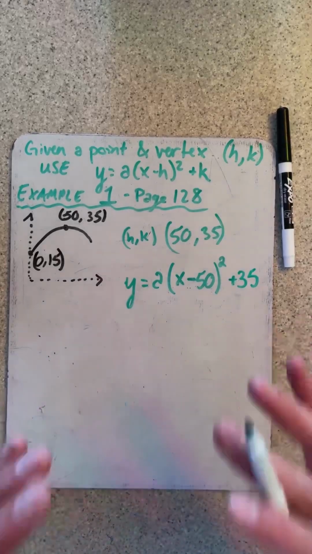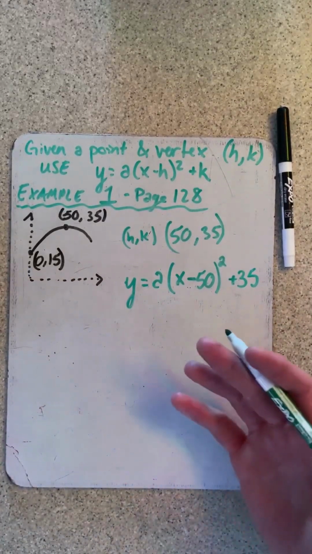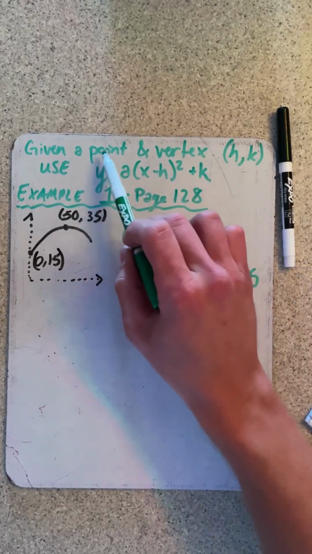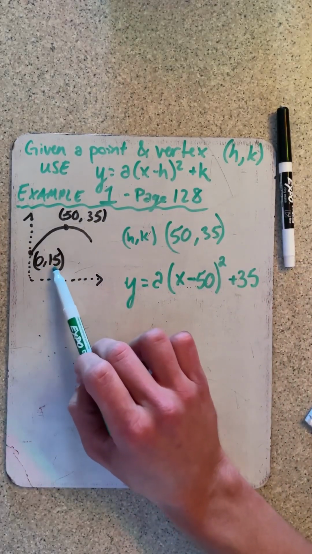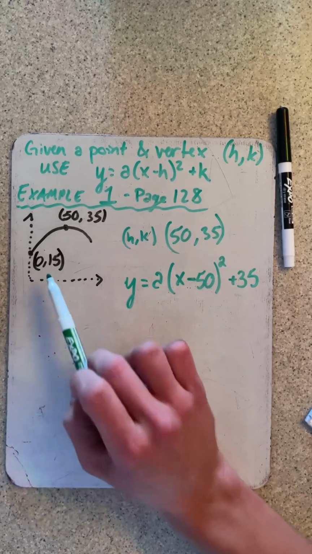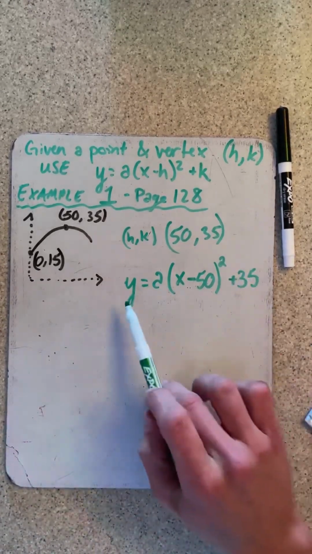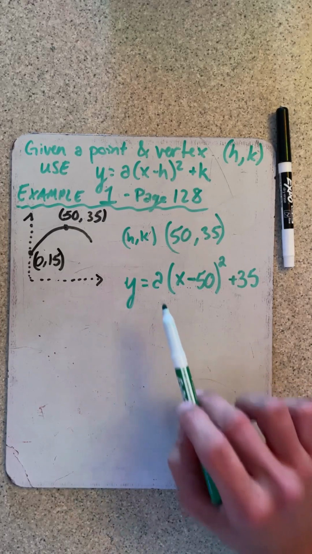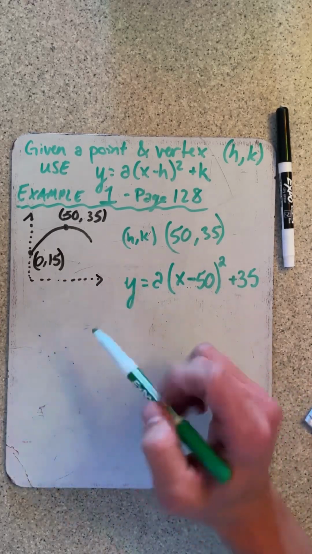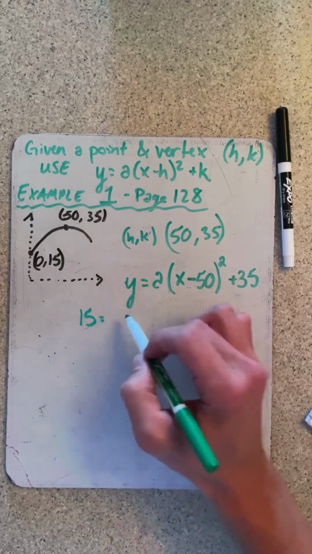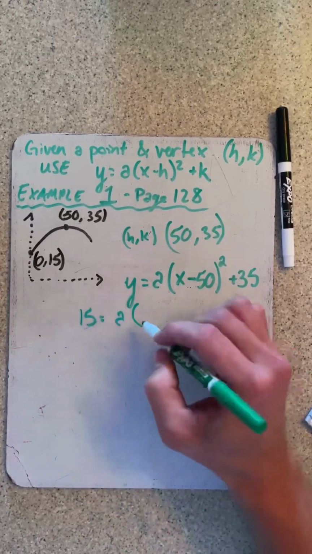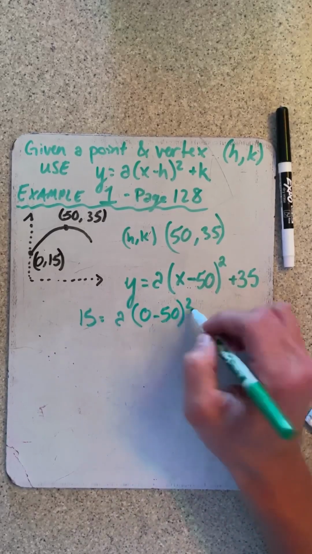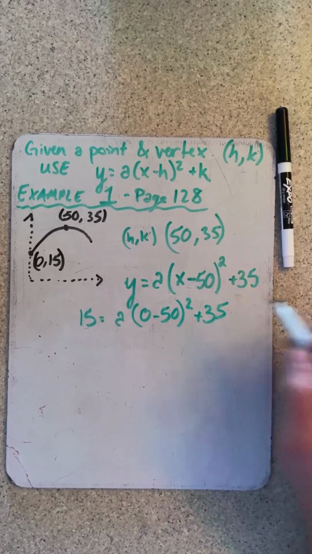Awesome. What we need to do is solve for a. So that's what's in the notes. We've got the vertex plugged in, h k, but we also have a point, and that's where it starts at 0, 15. So this is the x, and this is the y. So I can plug those in for x and y, and solve for a. So let's go ahead and plug that in. Y is 15, so I got 15 equals a, open, 0 minus 50, squared, plus 35.